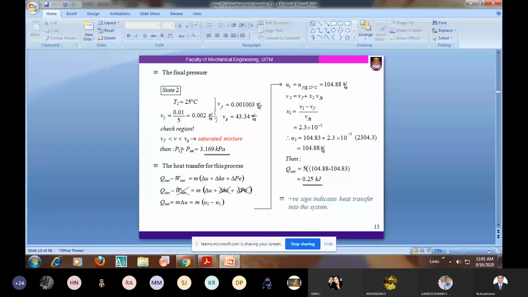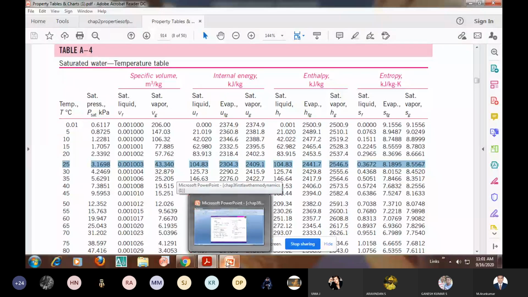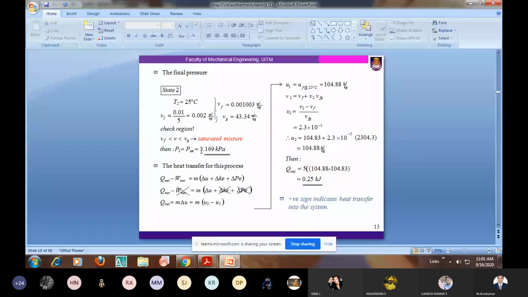So we can directly take P2 equal to P saturation. We can take the pressure from the same table. If you look at this table, we can take this pressure, that is 3.1698 kilopascal. It is our state 2 pressure.